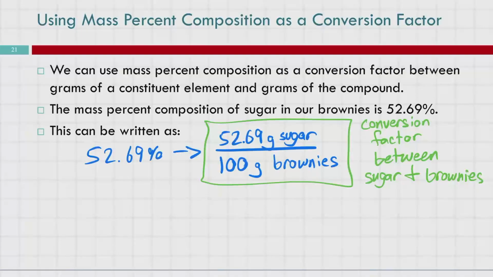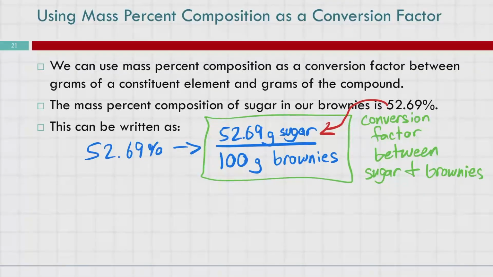An alternative way of doing this would be to take the percent, turn it into a decimal, so slide the decimal place over 2 spots to the left, and that would be the amount of sugar per 1 gram of brownie. It's mathematically the exact same as what we've written up here. So that 52.69% goes in the top, 100 grams on the bottom. It's a conversion factor, so we could also flip the top and the bottom.